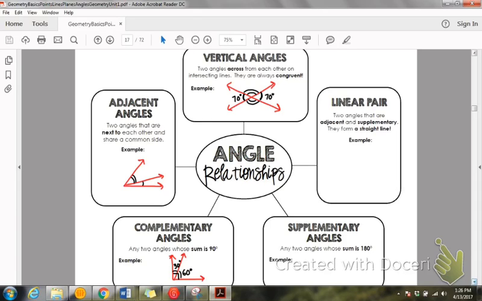That's a good question. Okay, supplementary angles. These are angles that add up to be 180 degrees. 180 degrees is a straight line. This is called a straight angle. From here to here is 180 degrees. This is called a straight angle.